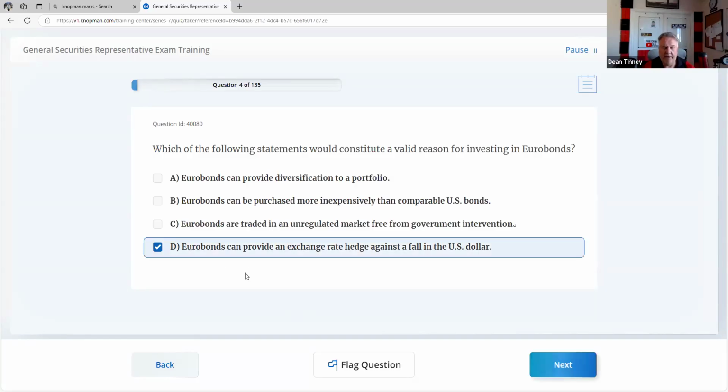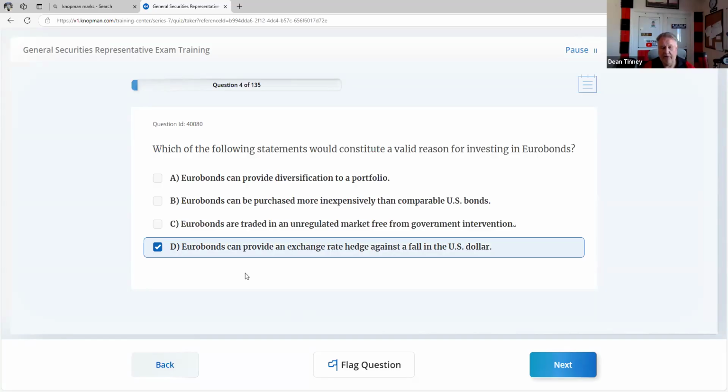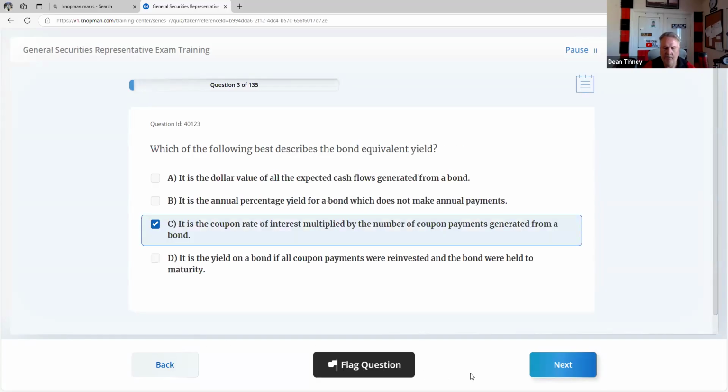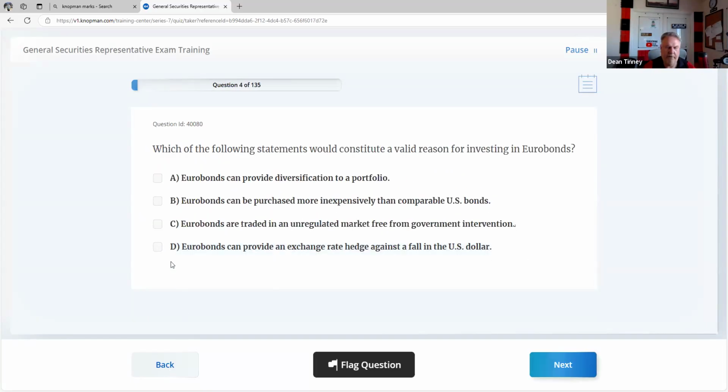It's either A or D. I was about to tell you, because Eurobonds also do provide diversification. That's right. I think it's either A or D. I just think D is tighter. And remember, we can mark you wrong, given that there are two right answers, if you don't come up with the best answer. So let's flag. I like this, they have a flag question feature. Let's go back and flag that last one. Yeah, flag that one. All right, I'm going to answer it. Yep, there you go.